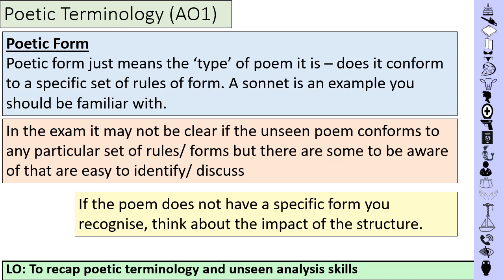You would need to know that, and if it differs from that, so for example, if it's a truncated sonnet, if it's actually only 13 lines, what does that mean, for example? In the exam, it may not be clear if the unseen poem conforms to any particular set of rules, but there are some that are easy to spot, and I'll go through those in a second.